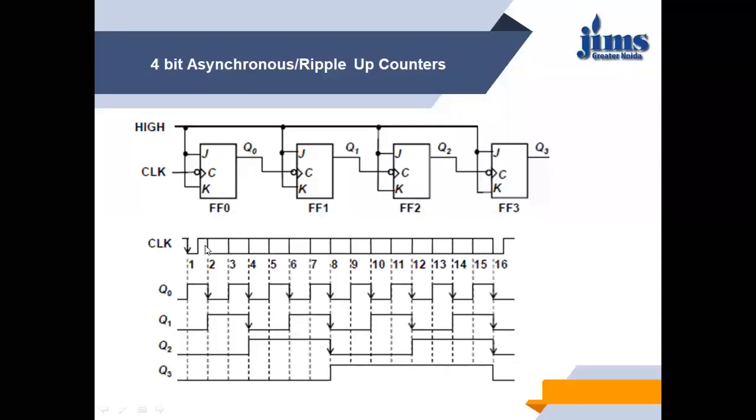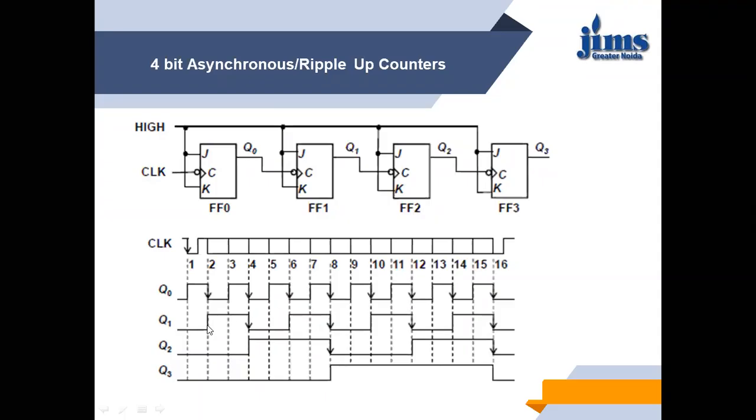For the next negative edge, it will be 0. For the next negative edge, it will be 1, and it will similarly change its value whenever a negative edge is detected. Now Q0 is the clock to the next flip-flop, J1, K1. So whenever a negative edge is detected, the value of Q1 will change: 0, 1, 1 to 0, 0 to 1, 1 to 0. Whenever there is a negative edge, output will change.